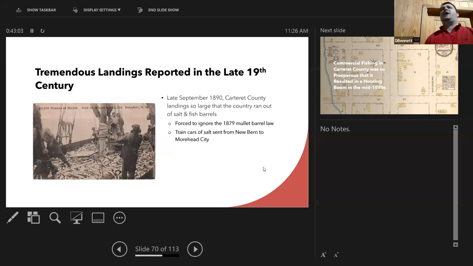And in Brunswick County, at the height of the mullet fishery, there was at least one mullet fishery for every 2 miles of ocean shoreline in Brunswick County. And there's over 30 miles of shoreline there.